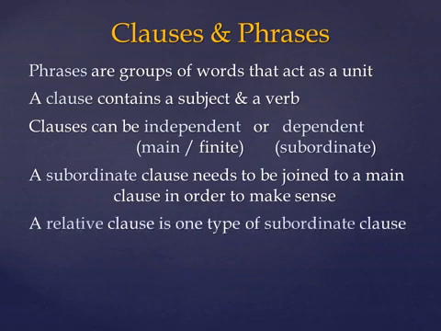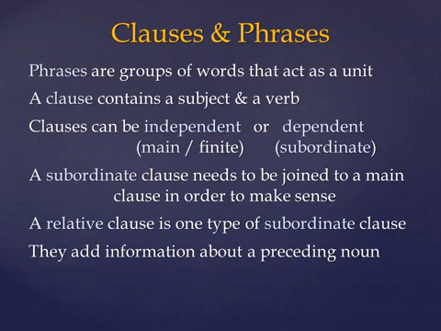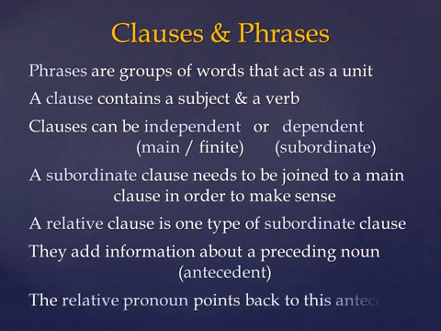A relative clause is one type of subordinate clause, and these clauses add more information about a preceding noun, also called the antecedent noun. They often define or identify the specific thing being talked about. And the relative pronoun, which begins a relative clause, refers back to this antecedent noun. The term relative actually means to refer back, and antecedent means goes before.